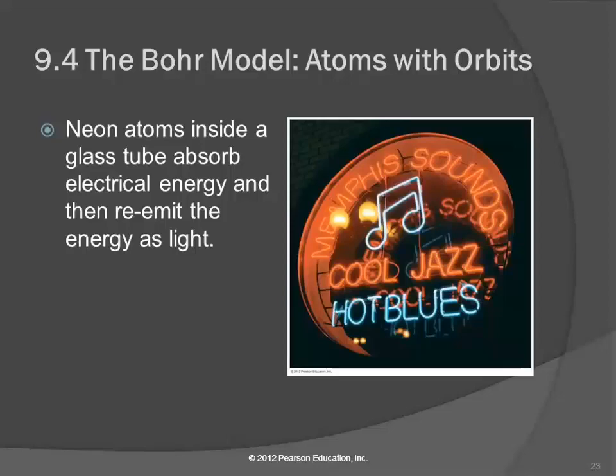The first model we're going to look at of the atom is the Bohr model. And we're going to start out by looking at this neon light. So the orange lights here, that's an actual neon light. Those are tubes of glass that have neon gas in them. And it's not orange because the glass is orange. It's orange because when you run electric current through neon gas, it glows orange.